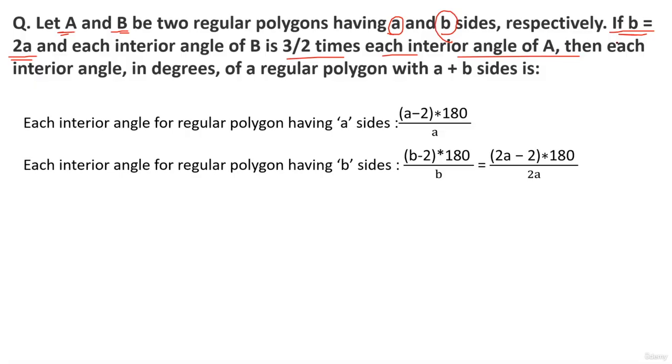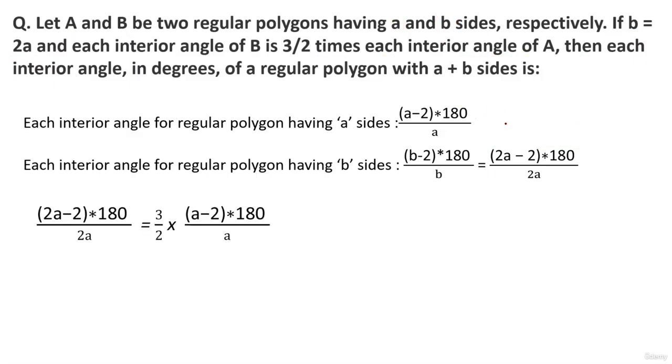Now this value, okay, the each interior angle of B, this value, guys, is given as 3 by 2 times of this value, right? Isn't it? We'll just write this mathematically here. Okay, 2A minus 2 into 180 upon 2A is 3 by 2 into A minus 2 into 180 divided by A. Cancel out the 180, cancel out A, cancel out the 2, 2. You will directly get 2A minus 2 is 3A minus 6, or A is equal to 4. Okay, the question says B equals 2A, right guys? So how much will B be? 2 times 4, which is equal to 8.